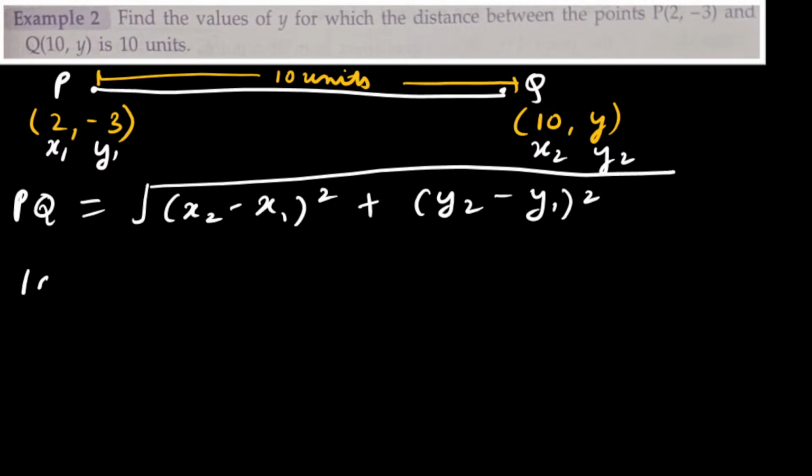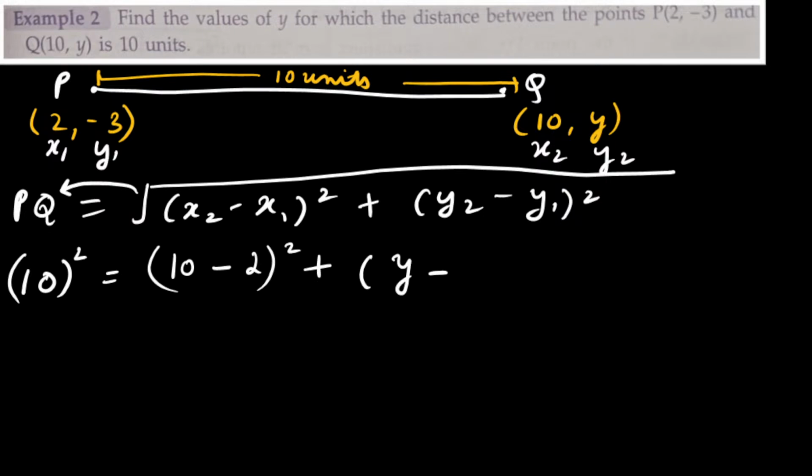I'm just going to substitute its value, and also shift this square root to the other side. When the square root is shifted to the other side, it will become a whole square. Now x2's value is 10 minus x1 which is 2, whole square, plus y2's value y minus y1's value which is -3. Y minus of -3: whenever two minus signs are together, we can write it as a plus sign. So in this step itself, I'll write it as y plus 3 whole square.